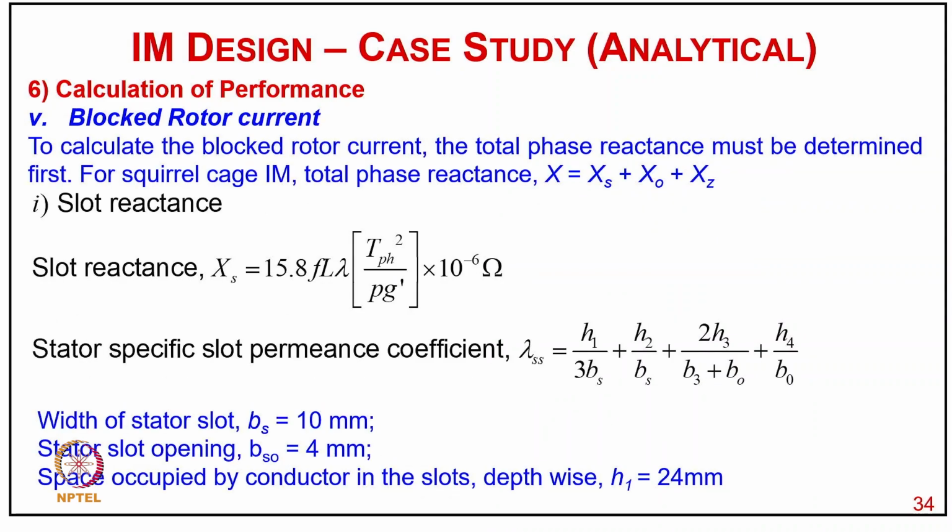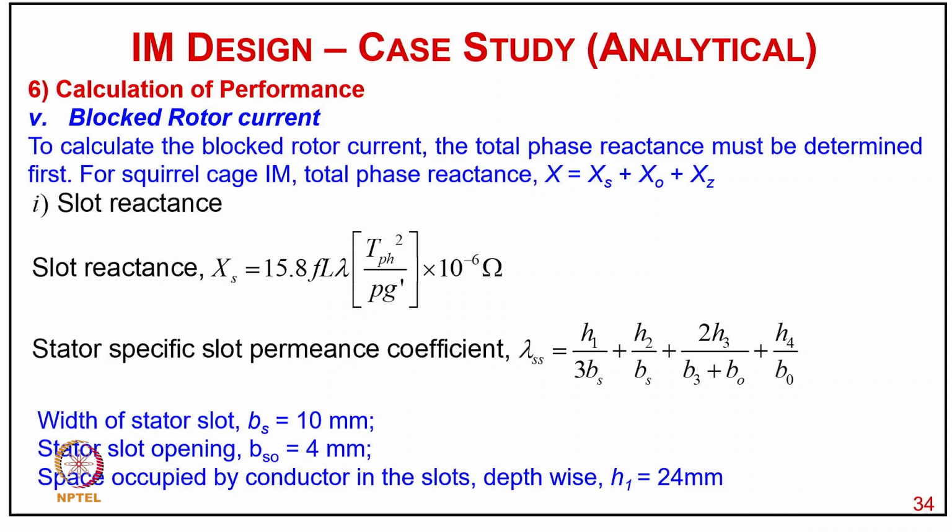Now coming to the calculation as a part of performance, the blocked rotor current. You can call it standstill or blocked current. So we have to find out, of course, in blocked rotor condition, what is the current drawn by the motor at rated condition. So we have to find out the equivalent circuit parameters, which come in series. Typically we already got the resistance, we have to find out the leakage reactance for stator and rotor, or the combined leakage reactance here. To calculate the blocked rotor current, the total phase reactance must be determined first.